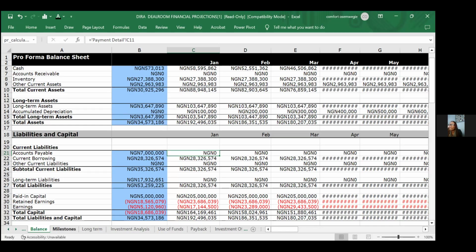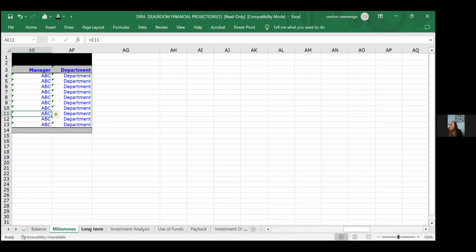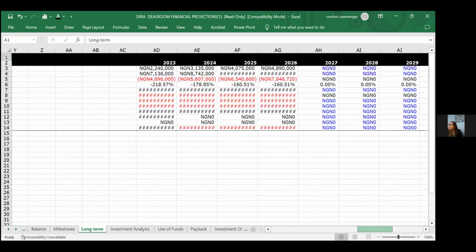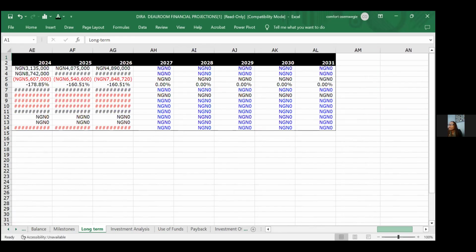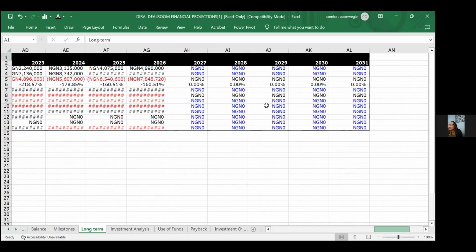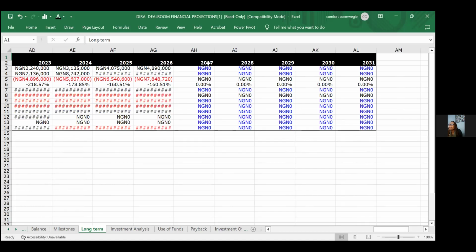Milestones, we're going to look at milestones. What are the key milestones you need to have met? And then this is long term, it's not coordinated here because I wasn't using this slide, and I have to go back to it now. So we're going to coordinate this slide from here. In terms of long term, what is your long term projection going to look like? So in 2027, 2028, 2029.